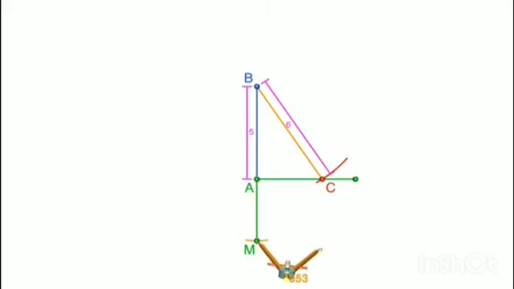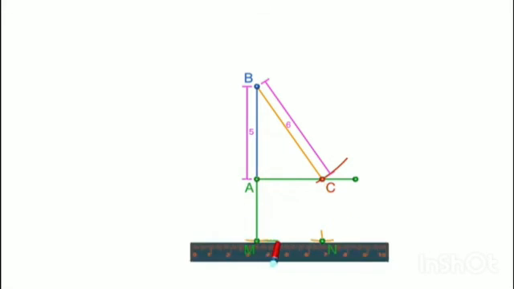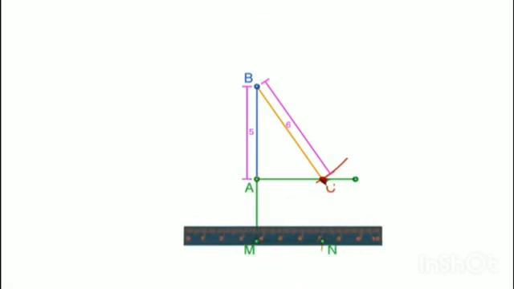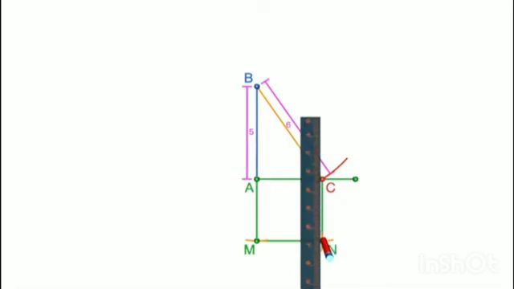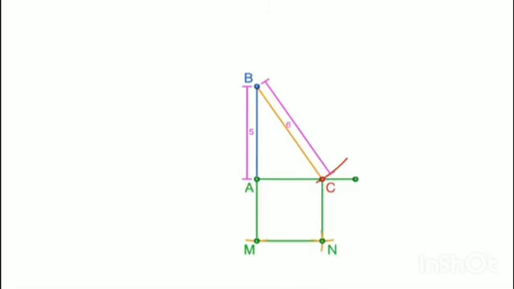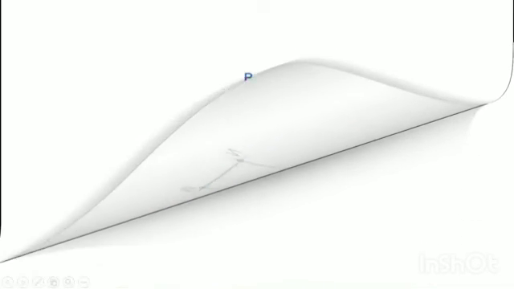Take AC in the compass and draw an arc from M and again draw an arc from C. The point of intersection is the fourth vertex of the square. Join MN and join CN. Since AC is root 11, the area of this square is 11 centimeter squares.